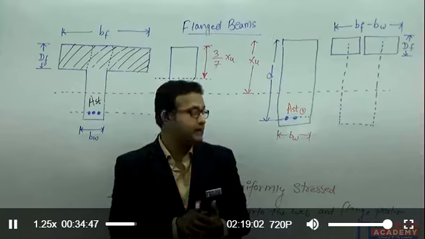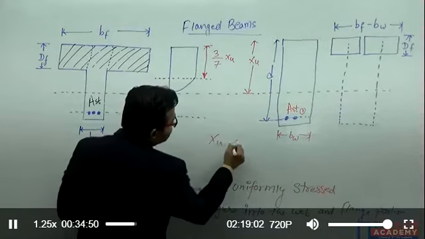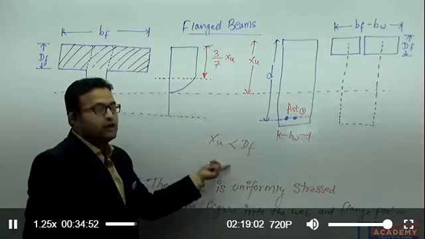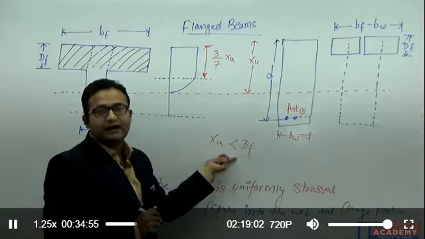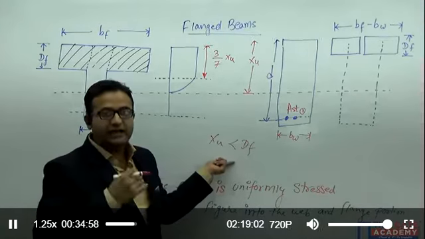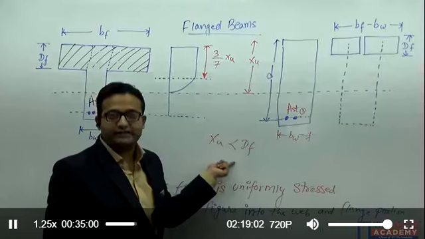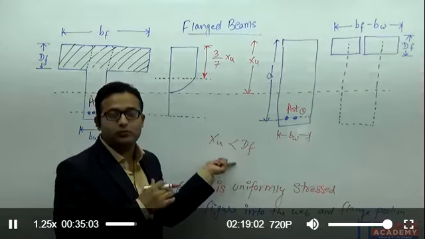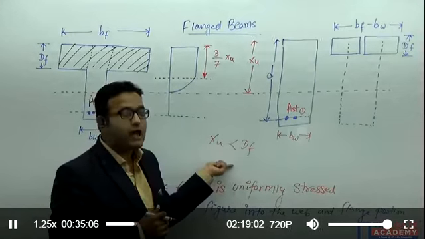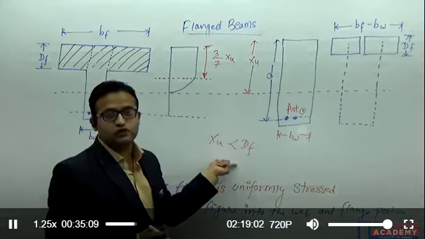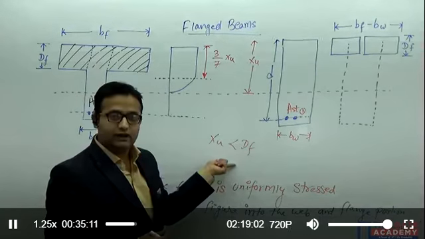This was our first case. If the depth of the neutral axis XU is less than the depth of the flange, what we did, we can analyze the given section as a normal rectangular section. Right? We can calculate the total compressive forces, the total tensile forces, the total moment of resistance given by the section, and the moment of resistance in the tension zone also, for the given flanged beams.